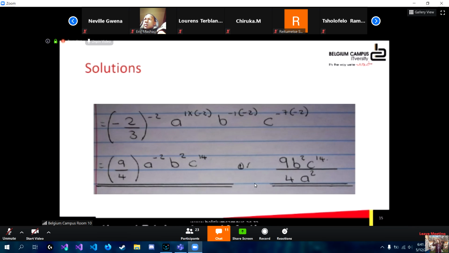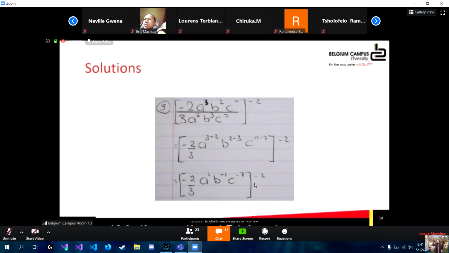I'll go through this example again. Deal with the bracket first. Simplify your bases. The different bases here are A, B, and C. Then your overall powers will be A to the power of 1, B to the power of -1, C to the power of -7. All that is being raised to the power of -2.